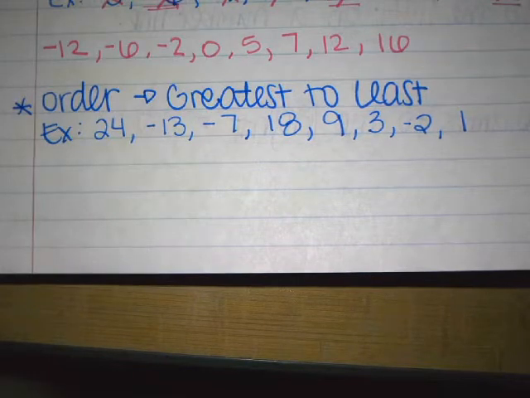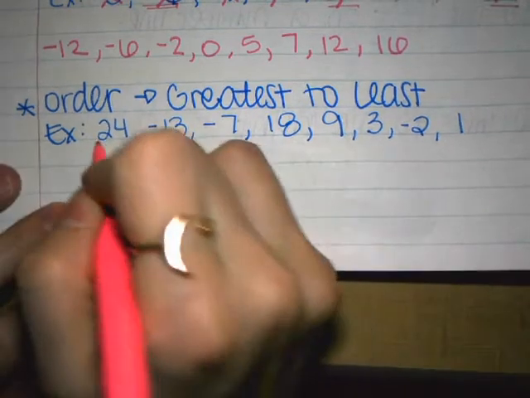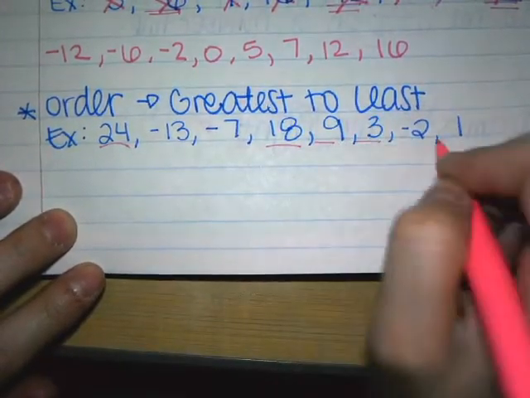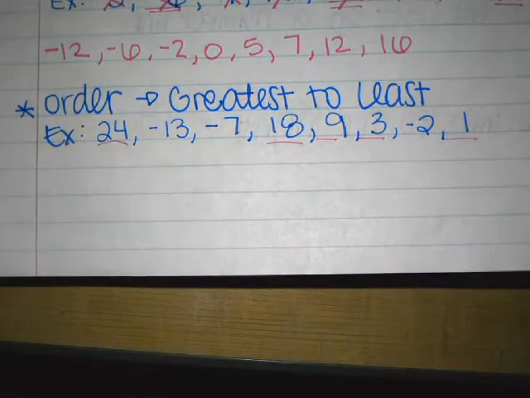So if I want greatest to least, what comes first, guys? My negatives or my positives? Positive. I want greatest. What are my greatest numbers? Positive. So when it says greatest to least, I need my positive numbers first. So look only at your positives, and I want the largest number first. What's my largest number, everyone? 24. So I'm going to write that 24 down because that is my largest number.